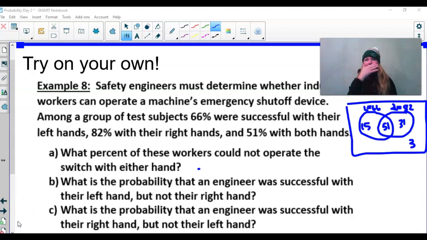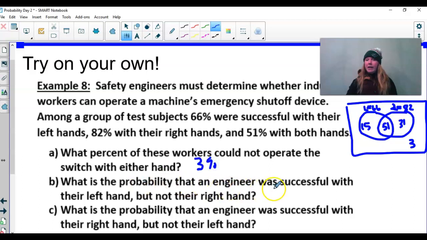Okay, so I have my Venn diagram here. We know that 66% are left-handers, 51% are both. So I do 66 minus 51 to give just the people who are left-handers. 15% are successful with their left hand, right? And then I have 82% are right-handers, are good with their right hand. 51 is both. 82 minus 51 is 31. I add these three pieces up, subtract from 100. That gives me 3% are good with neither. What percent of these workers could not operate the switch with either hand? That's that 3%.